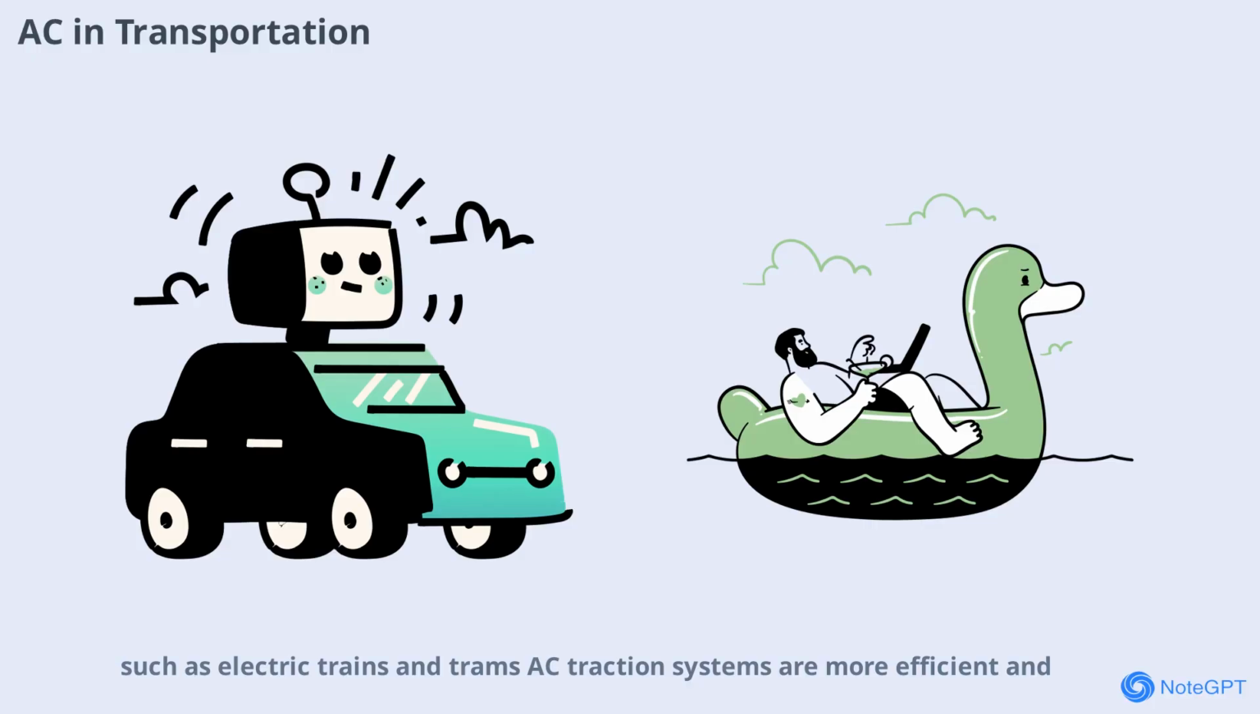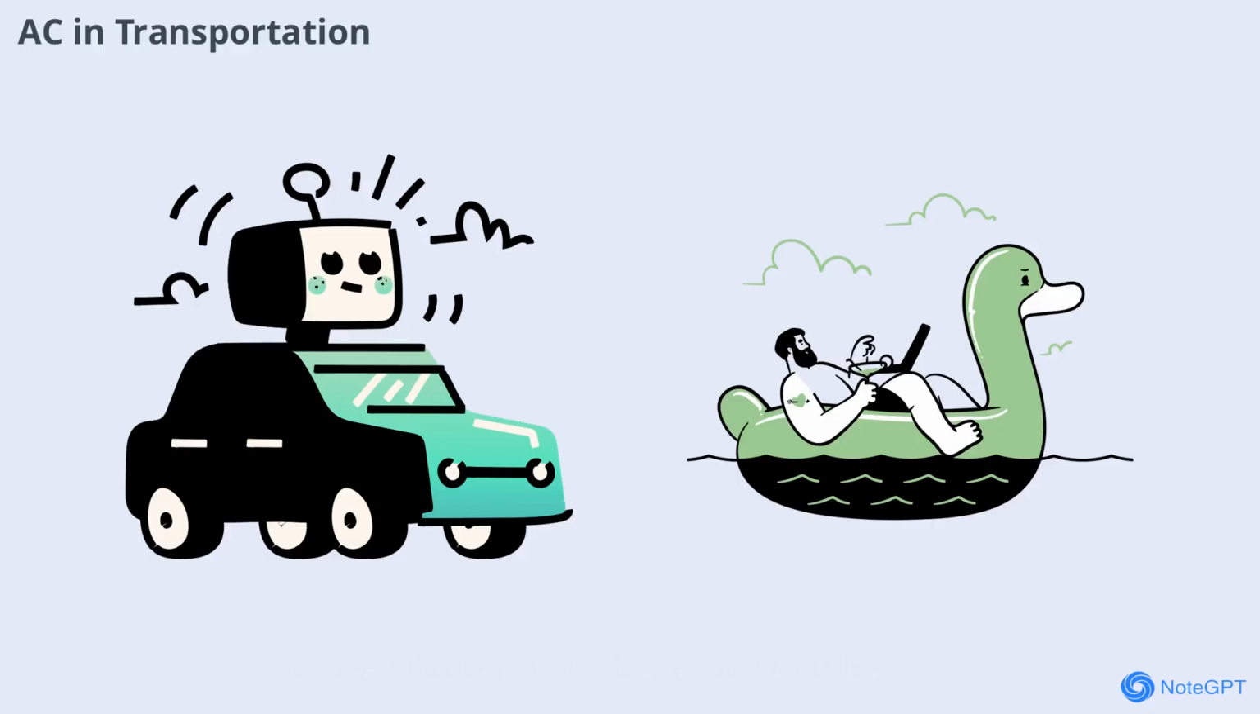Alternating current is increasingly used in transportation systems, such as electric trains and trams. AC traction systems are more efficient and easier to maintain than their DC counterparts. They allow for higher speeds and smoother operation, making them ideal for modern public transport networks. Understanding AC's role in transportation shows its versatility beyond just homes and industry.